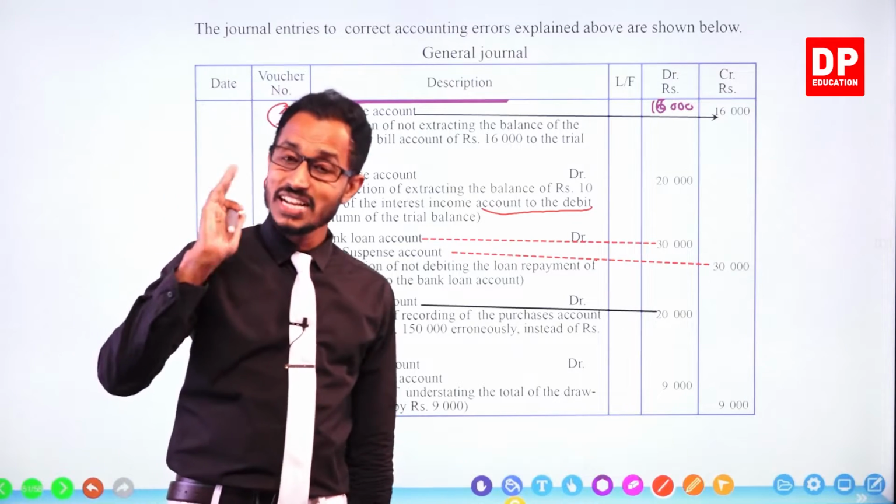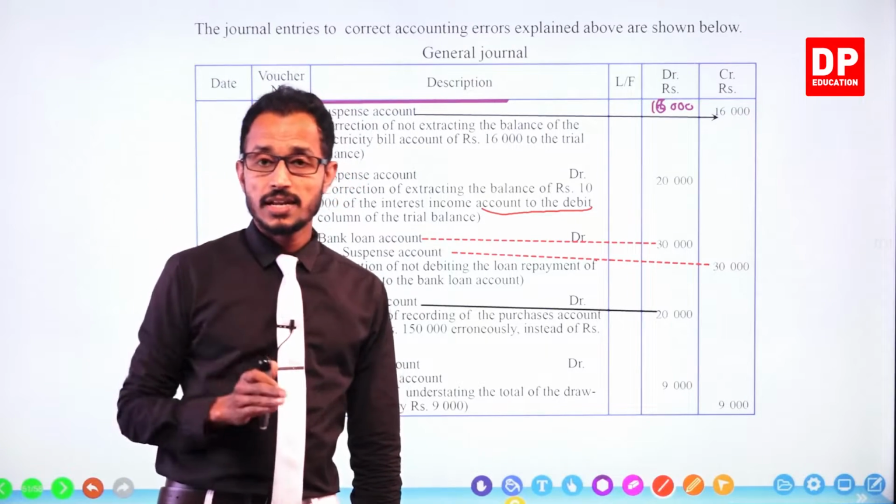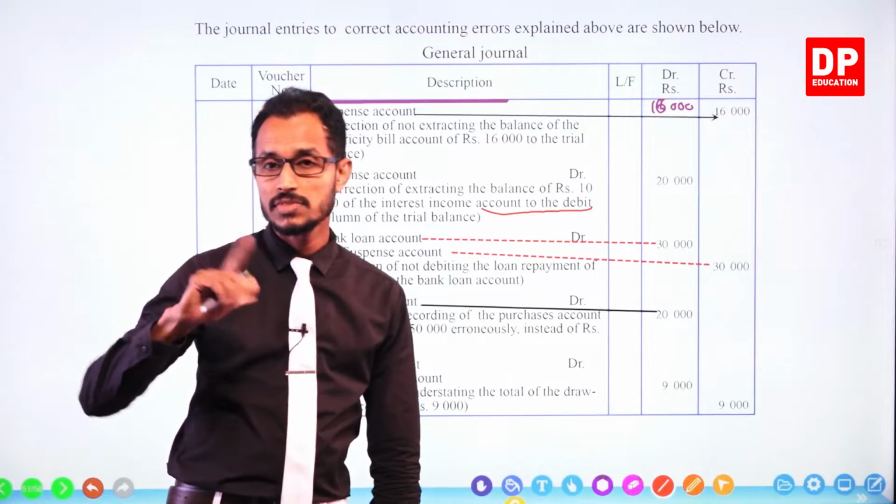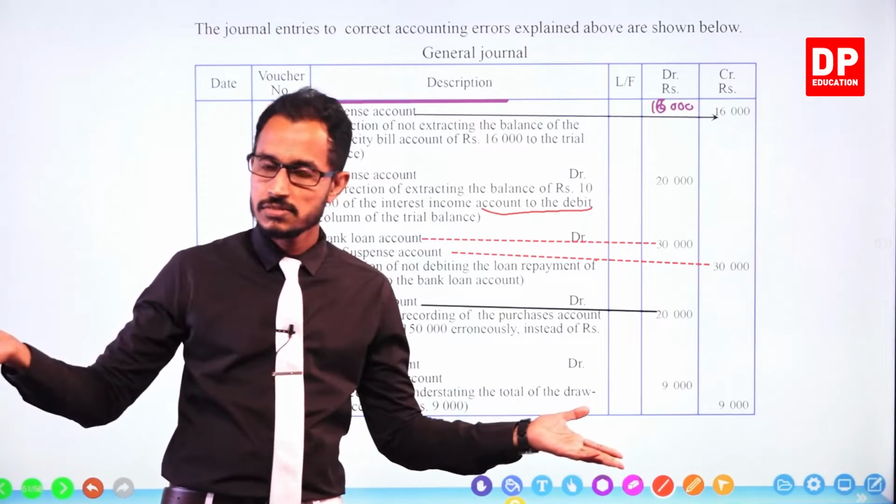Every error which affects the trial balance should be corrected with one entry going to the suspense account. One entry, a debit entry or a credit entry, whatever it is, should go to the suspense account.